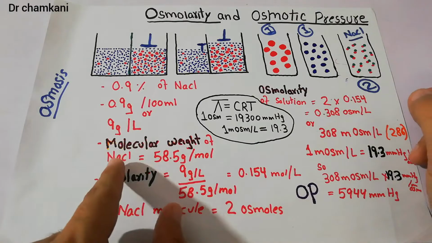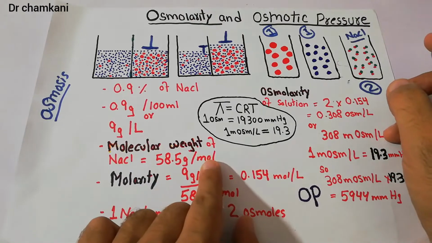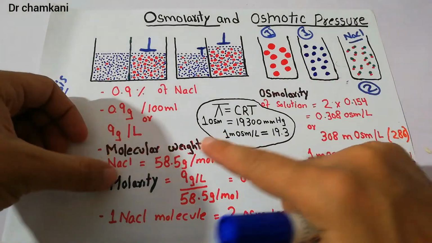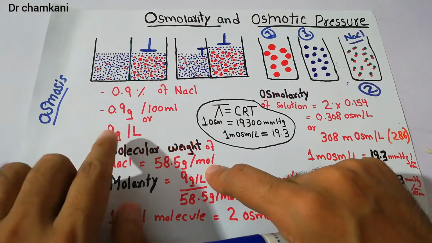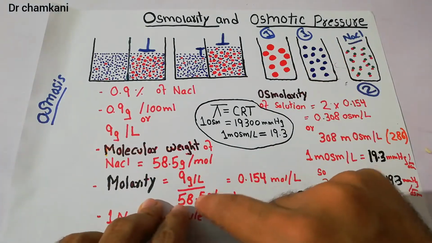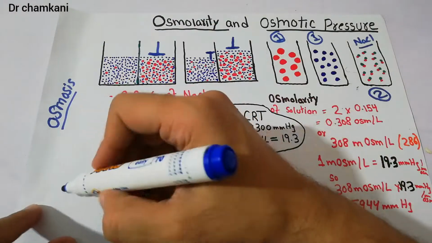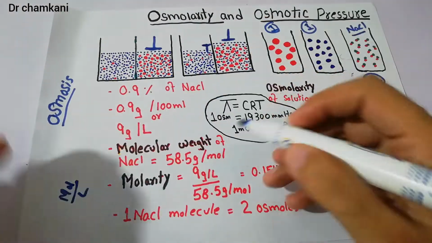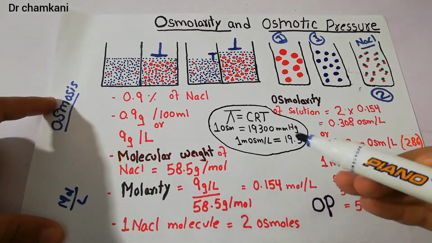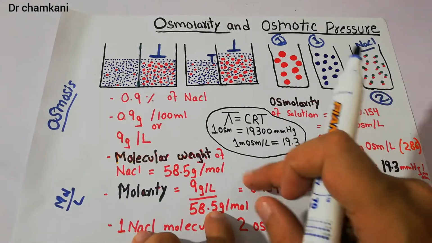Now the molecular weight of sodium chloride is 58.5 gram per mole. Basically we have 9 grams per liter, and its molecular weight is 58.5 gram per mole. So its molarity, which is the number of moles per liter, is 9 divided by 58.5, which is 0.154 moles per liter. Molarity is basically moles per liter. To calculate how many moles are present in 58.5 gram, we have to apply this formula.